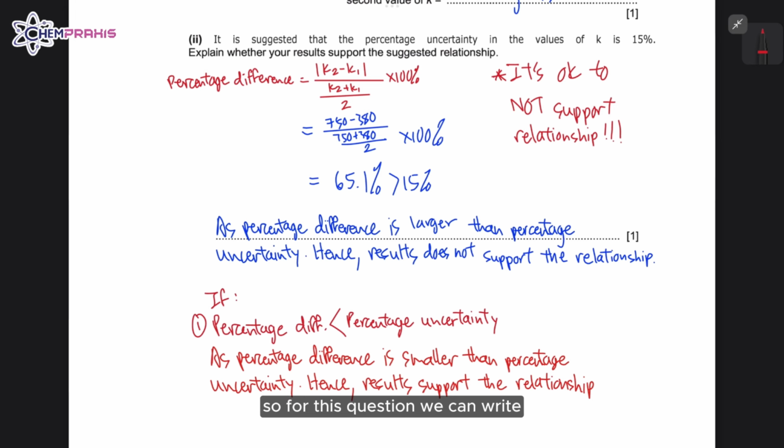So for this question, we can write, as the percentage difference is larger than the percentage uncertainty, hence results do not support the relationship. If your percentage difference is smaller than the percentage uncertainty, you can write, as the percentage difference is smaller than the percentage uncertainty, hence results support the relationship.